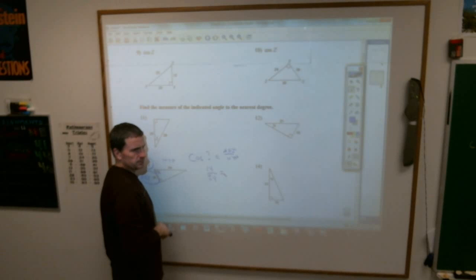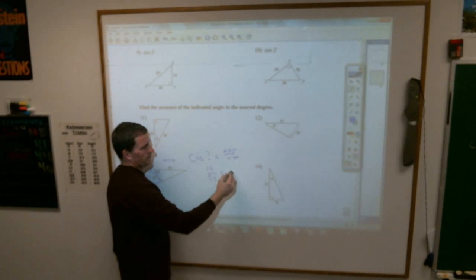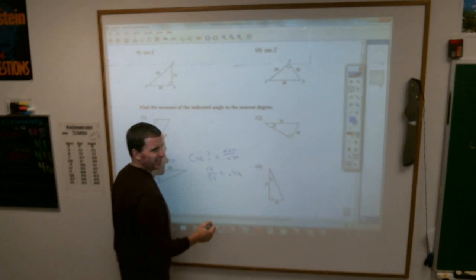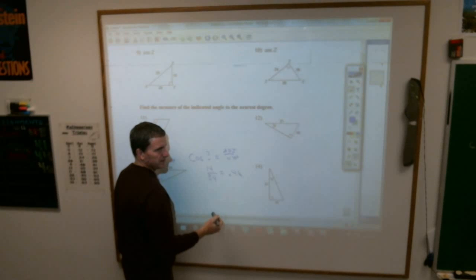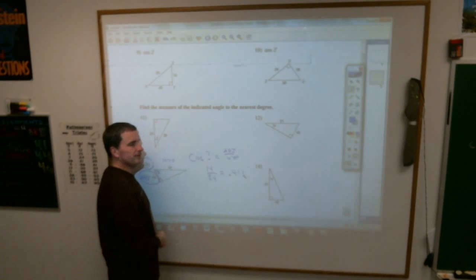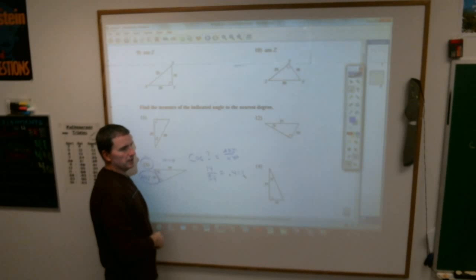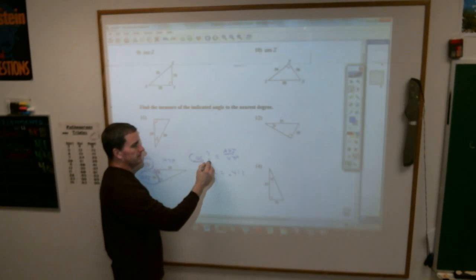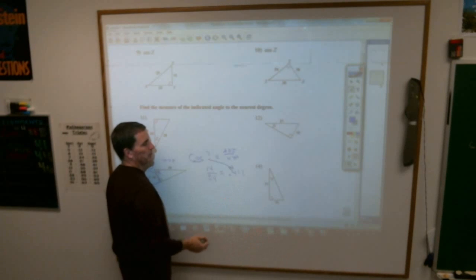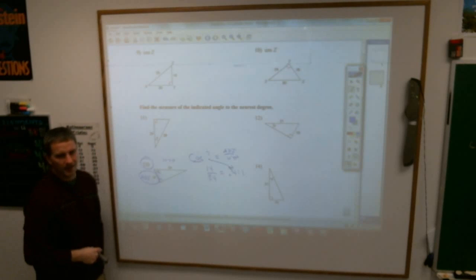0.411. It doesn't really matter. And then you have to look on your reference sheet, find where cosine is 0.411, and then get the closest angle.